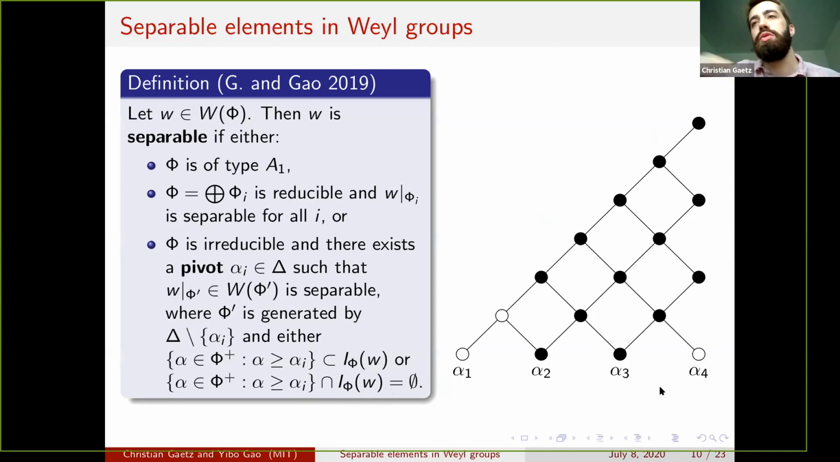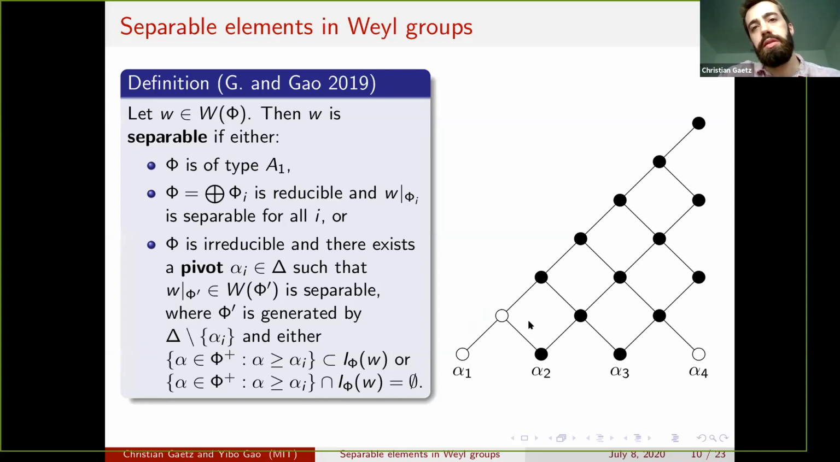So this is the root poset of type B4. And let's suppose we have an element whose inversions are the filled in roots and non-inversions are the unfilled in ones. Then this element is separable. The reason it's separable is that I have a pivot, which is alpha 3. If I look above alpha 3, all of these elements of the root poset are inversions. They're all the same color, so that's fine. So that's a pivot. And I now reduce to the root system with alpha 3 removed.